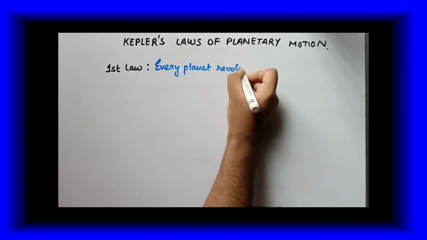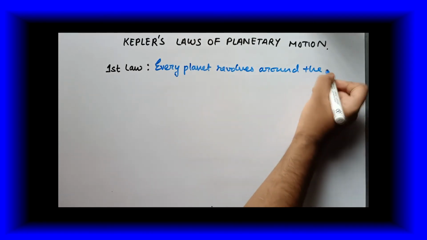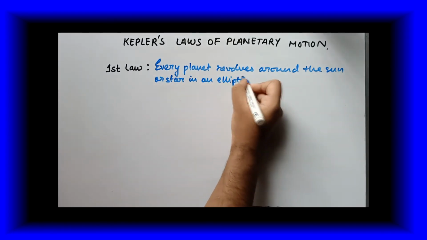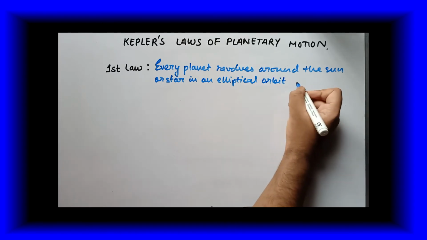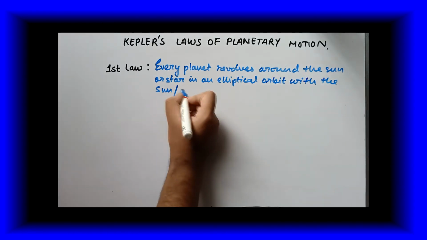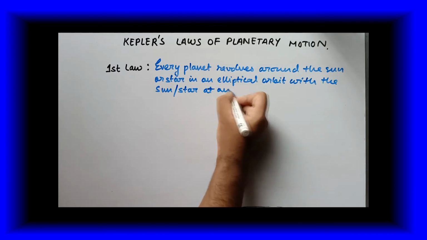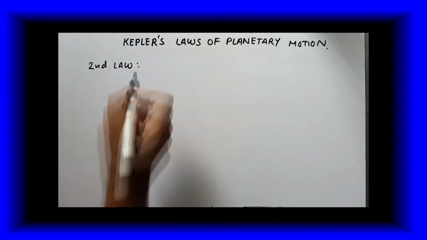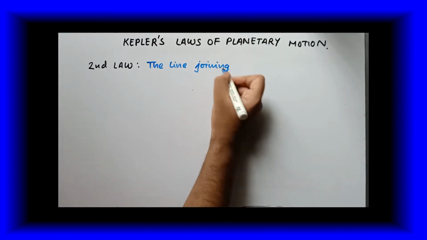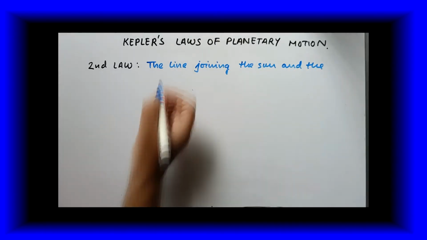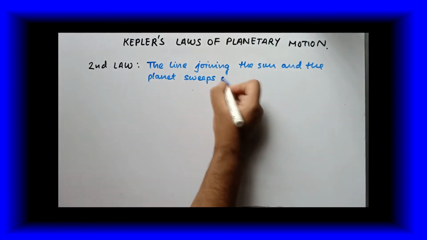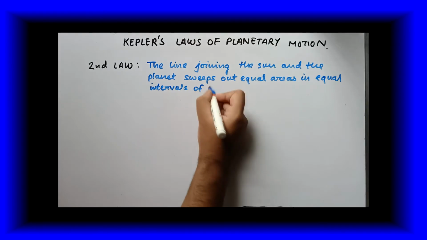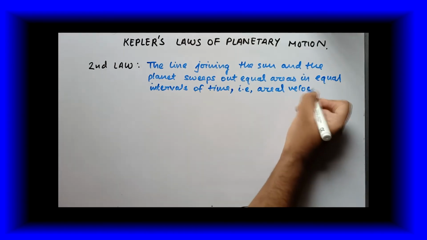Well, in my previous video I have explained in detail all these three laws of planetary motion as well as the mathematical derivations. So for now I'm just writing the three laws. The first law states that every planet revolves around the sun or the star in an elliptical orbit with the sun or star at one of its foci. The second law states that the line joining the sun and the planet sweeps out equal areas in equal intervals of time. That is, the areal velocity of the planet remains constant.